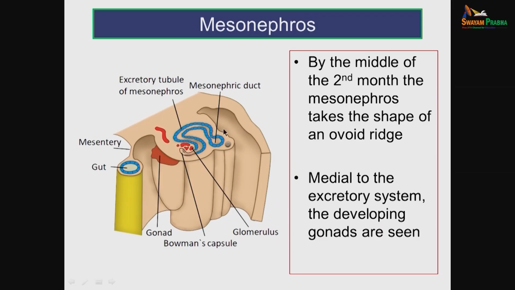So this mesonephros, by the middle of the second month, takes the shape of an ovoid ridge. This is a section. As we have told you, this is the dorsal mesentery. Lateral to it, you can see the development of mesonephros. This is in the posterior abdominal wall of the embryo. Medially, gonads are developing. This will be dealt with in the next class.